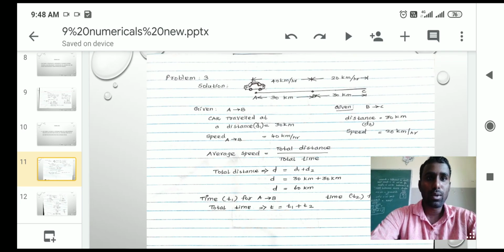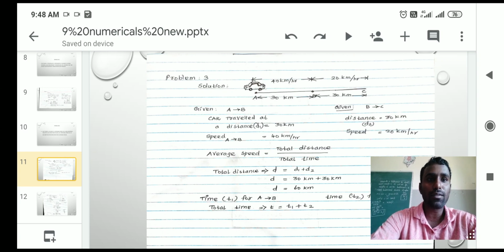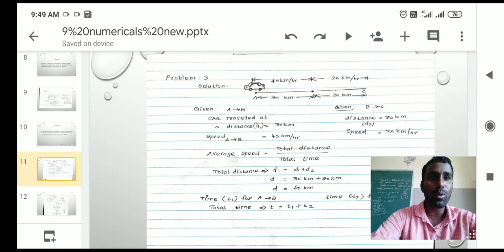Here a car travels 30 km from A to B and B to C 30 km. So exactly 30 km, 30 km. First A to B it covers at 40 km per hour speed. Next B to C at 20 km per hour speed. So the car goes from A to B at a distance 30 km, speed 40 km per hour.